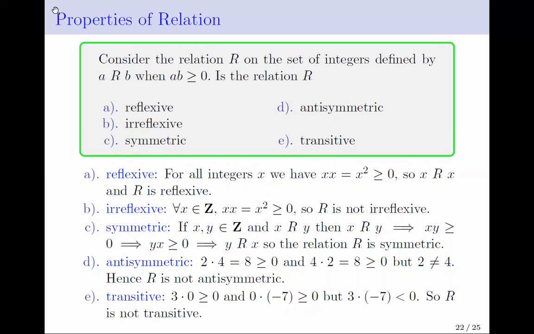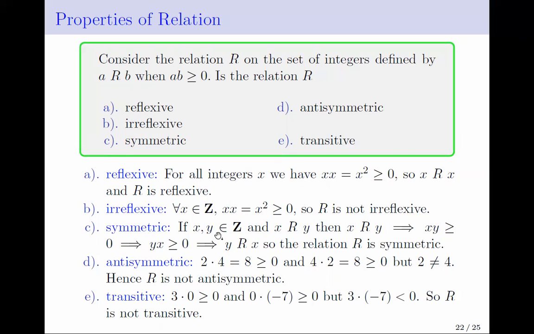Now, consider the relation R on the set of integers defined by a related to b when ab is greater than or equal to 0. We have to check whether the relation is reflexive, symmetric, antisymmetric, or transitive. For all integers we have (x,x), that is, x squared greater than or equal to 0. Therefore, x is related to x. Hence, this relation is reflexive.